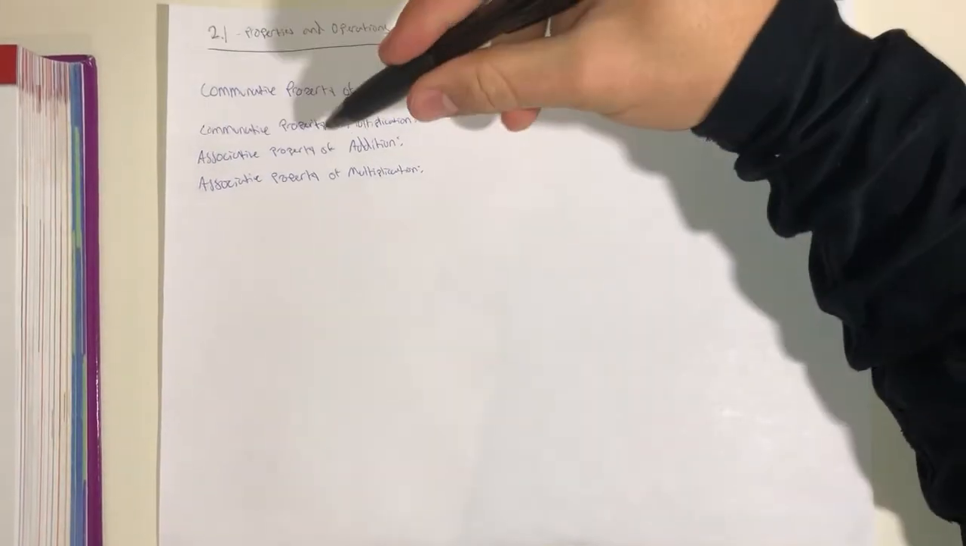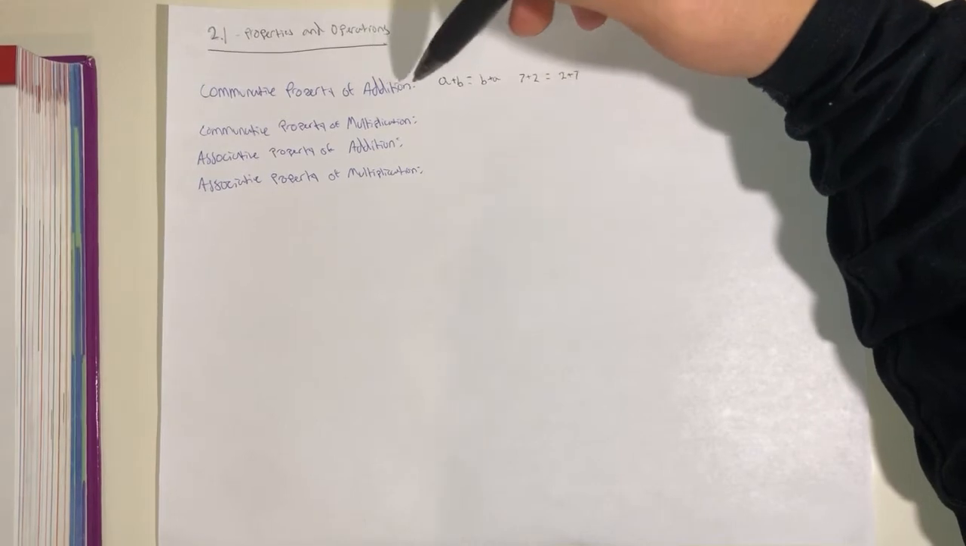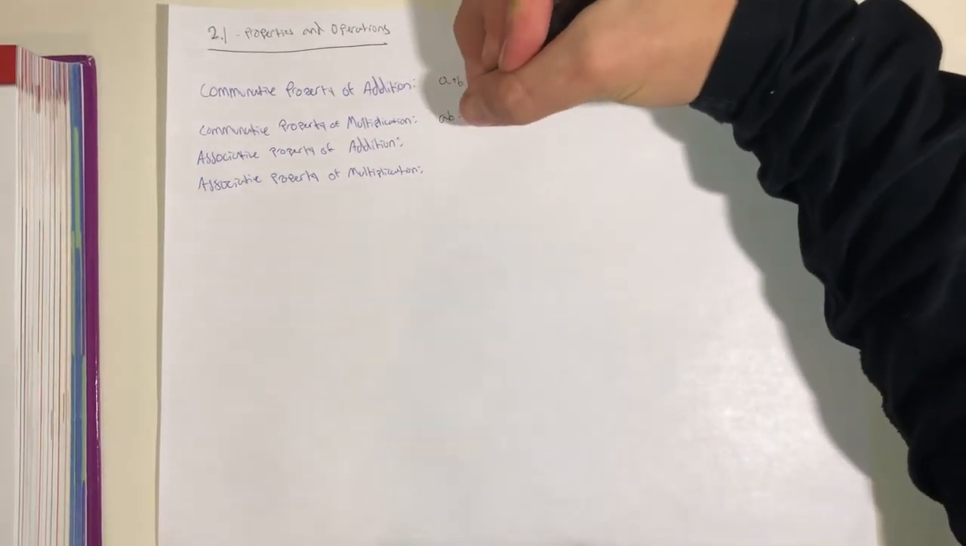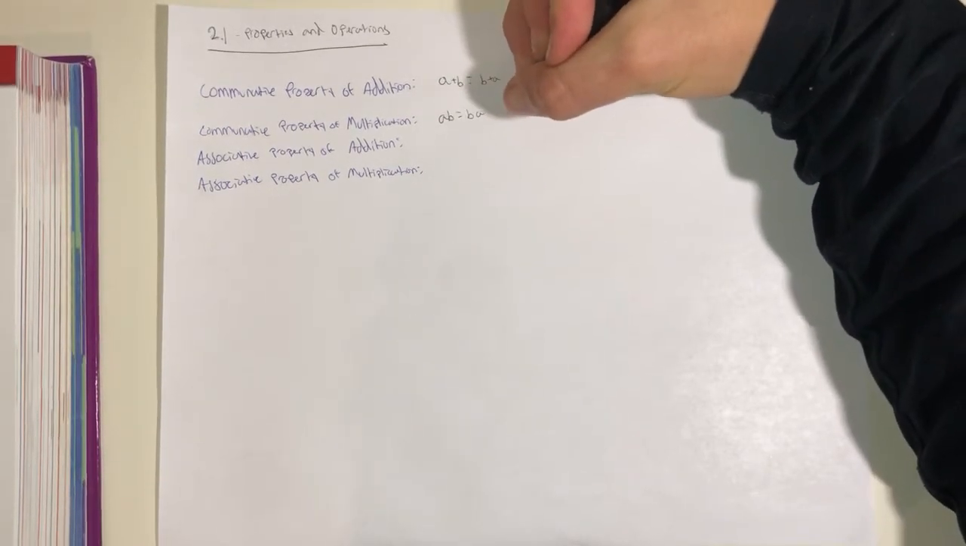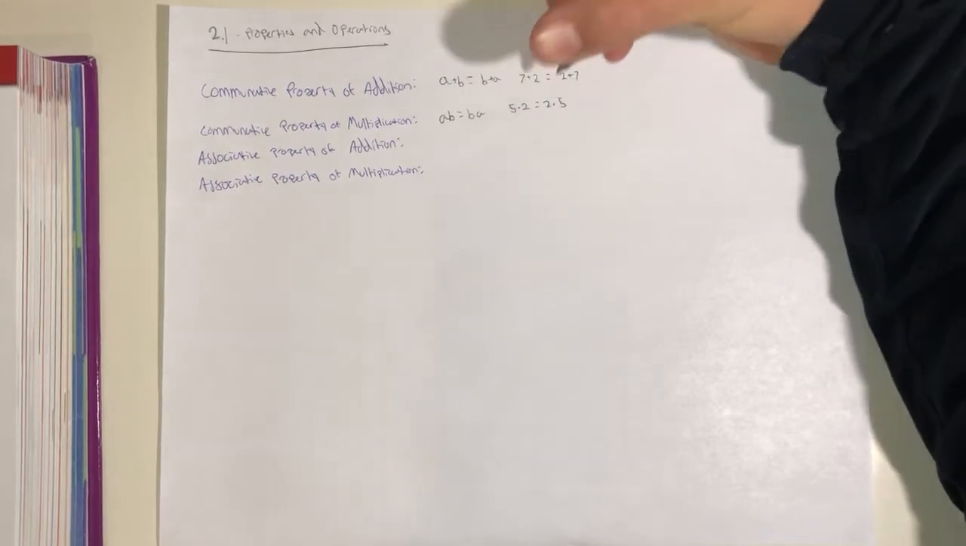The commutative property of multiplication is the same as the commutative property of addition, except with multiplication. A times b is the same thing as b times a, which is like 5 times 2, which is 10, is the same thing as 2 times 5, which is also 10.